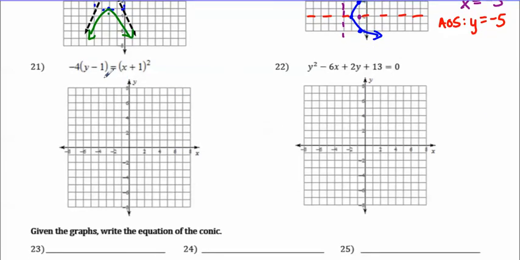Okay, we have another parabola here, but this one is going to open up or down because my x term is the one that's squared. So I'm going to use a slightly different equation. This time I'm using 4p times y minus k equals x minus h squared. Okay, and then I'm going to start by finding my vertex. My vertex is going to be opposite of this number, -1, opposite of this number, +1.